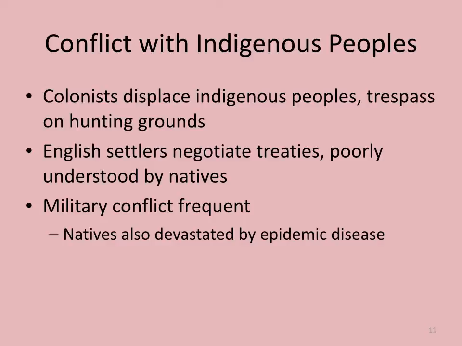Now, the English settlers negotiate treaties poorly understood by natives, and they kind of just take complete advantage of the fact that they know that they can defeat them with guns. Now, the military conflict is frequent. You're going to have a lot of Indian raids on colonists. You're going to have a lot of colonists doing Indian raids on the natives, and it's just a really terrible thing.